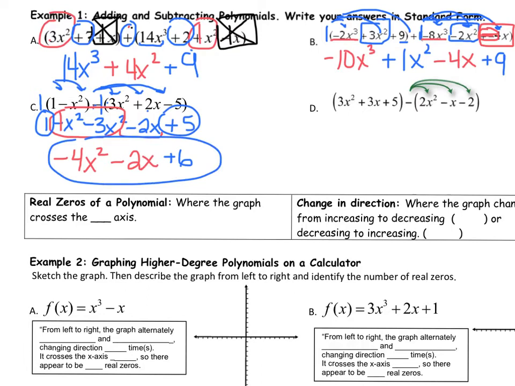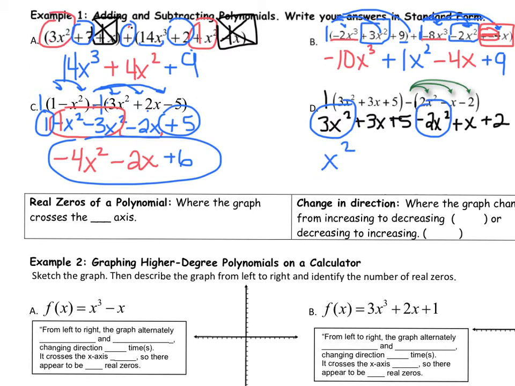First, I'm going to rewrite the first one because distributing a 1 isn't going to change any of those, so it stays 3x squared plus 3x plus 5. Now when I distribute that negative 1 to all of those, it's going to be negative 2x squared. That negative x will switch to positive x, and the negative 2 will switch to positive 2. Now we can combine like terms. So it looks like the highest exponent is x squared. So we'll do 3 minus 2, that's 1x squared.